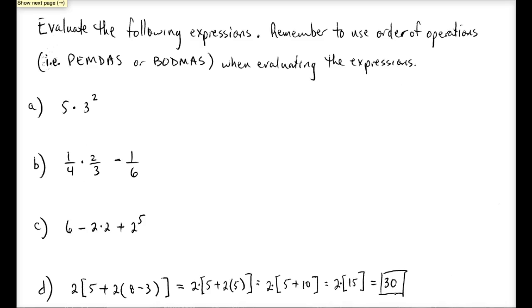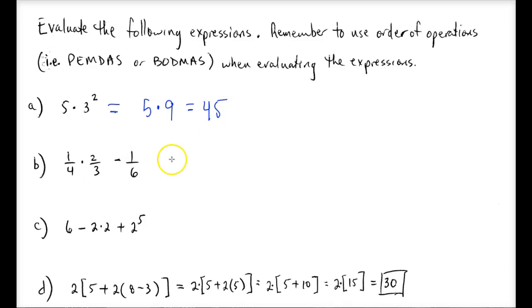So now let's do some examples. So we start off with this first one, and we see that we have exponents and multiplication. We can do exponents first, and we know that 3 squared is just 3 times 3, which is 9. And of course, 5 times 9 is 45.